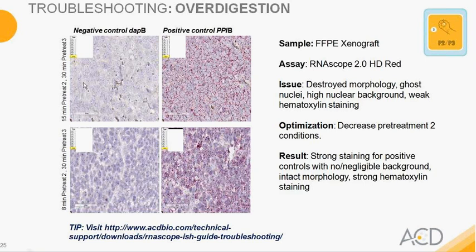To perform an optimization, the sample was pretreated with a much lesser pretreatment condition. In this case, it was 8 minutes pretreatment 2, as shown here to the right. I'm looking at the negative control, B panel. In this panel, you can see that the morphology has been retained, and the staining pattern of the positive control is great. At the same time, the sample no longer looks overdigested.